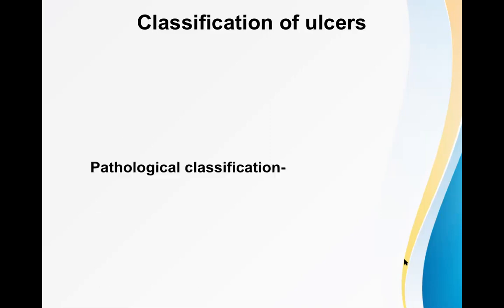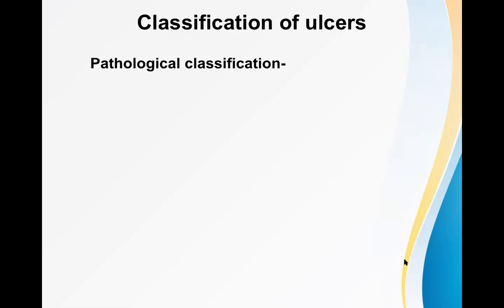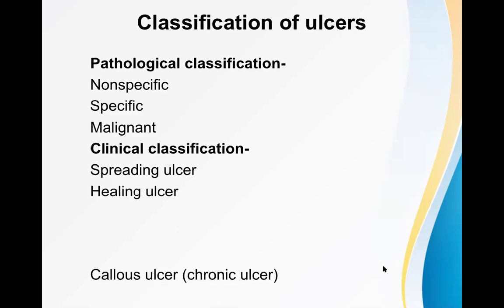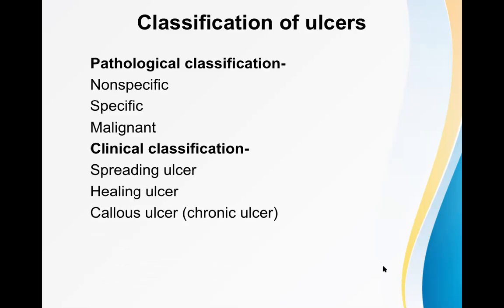Now let's classify these ulcers. According to the classification of ulcer, the first is pathological classification, and second is clinical classification. Let's go through these lines first, and then explain about them further. Regarding the pathological classification, they are non-specific ulcer, specific ulcer, and malignant ulcer. Regarding the clinical classification, we can classify them under spreading type of ulcer, healing type of ulcer, and chronic ulcer, also known as callous ulcer.